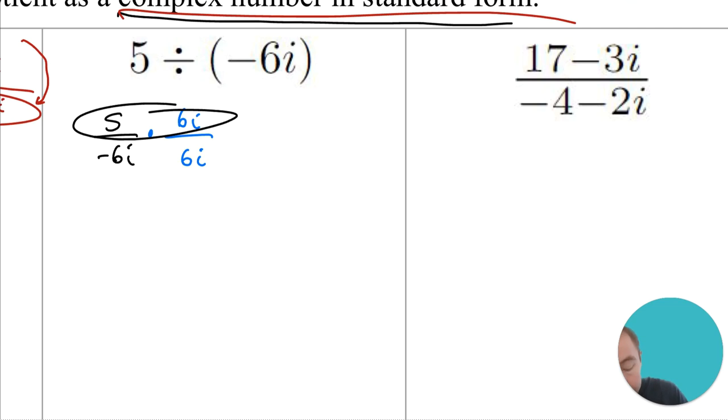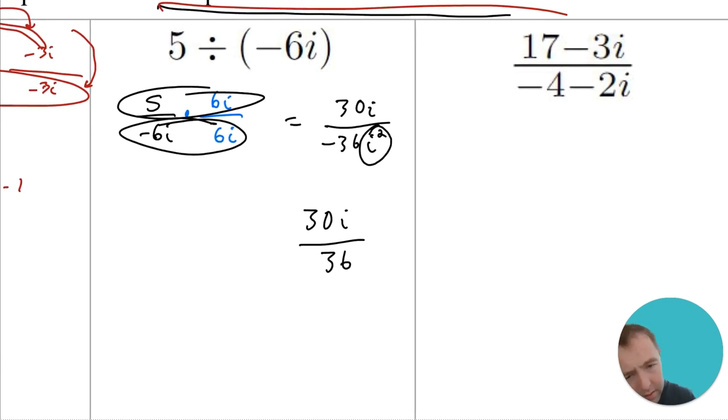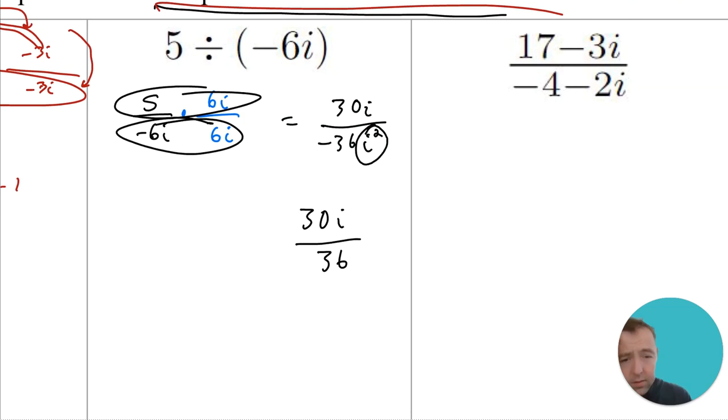So the top is going to become 5 times 6i, which is 30i. And then right there, the bottoms will multiply. Negative 6 times 6 is negative 36. i times i is i squared. And then you can replace the i squared with negative 1. Negative 36 times negative 1 is 36. So you get 30i over 36. And then you'll be able to reduce, because they both divide by 6, to become 5 6i. And then that's your answer for 5 6i.